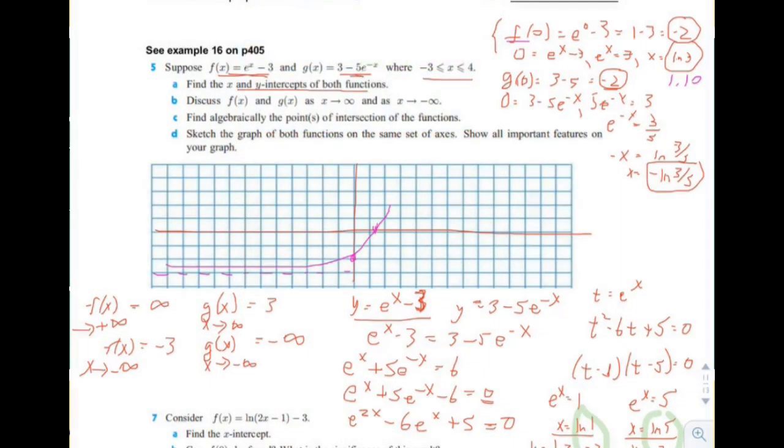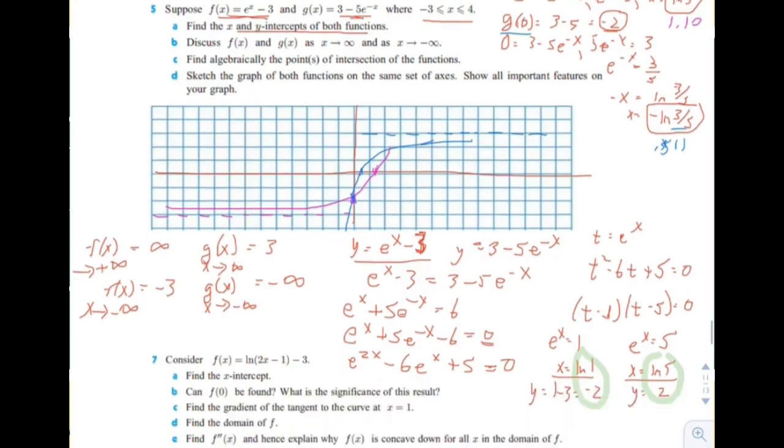And let's do the other one in blue. So g of x, the y-intercept is negative 2, same point here. And the x-intercept is negative natural log of 3/5. Natural log of 3/5 is negative 0.510, and the negative of that would be 0.511. Okay, so it would be about there, right? And the behavior of g of x as x goes to negative infinity is negative infinity, and as x goes to infinity, it would be positive 3. So this is our asymptote. So it kind of goes like that.